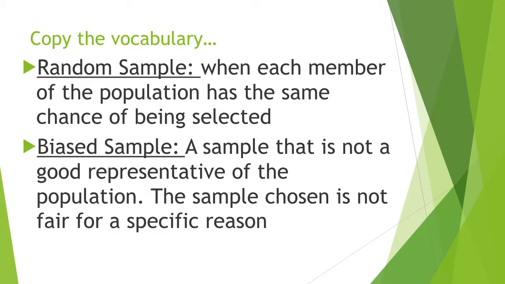Copy the vocabulary in your notebook. A random sample is when each member of the population has the same chance of being selected. And a bias sample is a sample that is not a good representative of the population. The sample chosen is not fair for a specific reason.